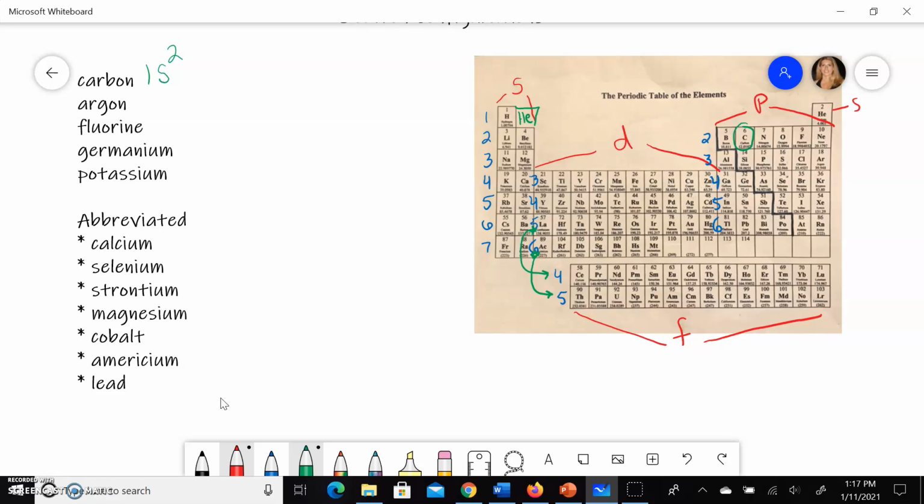So just as a little reminder, that big number 1 is telling us the distance from the nucleus. So that means we're talking about the closest distance to the nucleus. The S is talking about the shape of the electron cloud. And then the little 2 on top is telling you how many electrons are in that cloud that the 1s is describing. All right, let's keep on going.